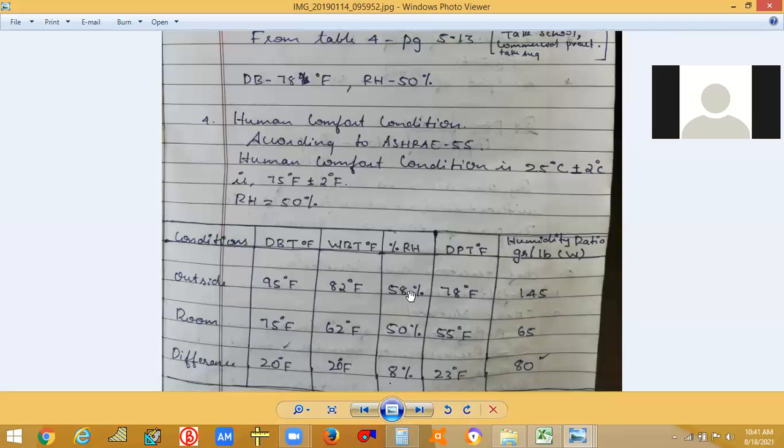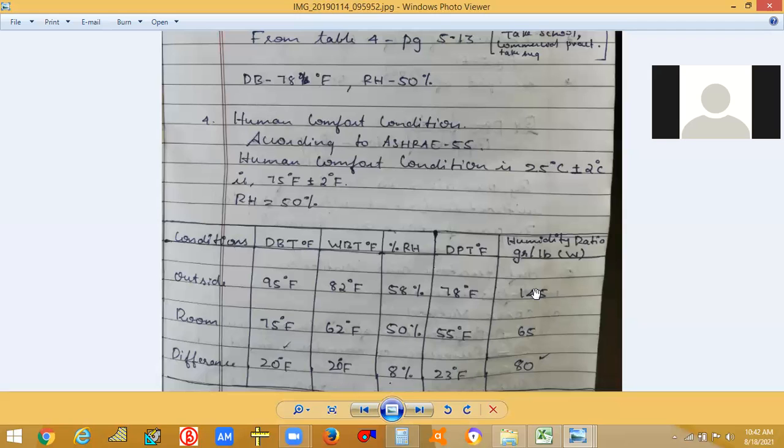Any two values we will be already knowing. This we will be getting from the graph. Okay, 95 degree and 82 degree. From there you could get all these other values. Here we know the room temperature 75 degree Fahrenheit and comfort value is 50% RH. When you get these two values, go to the psychrometric chart, find wet bulb temperature, dew point temperature, humidity ratio, and this is the difference of it. Fine. Okay.